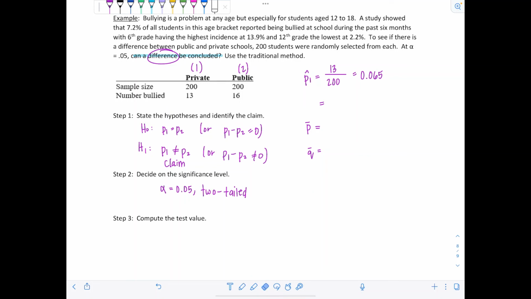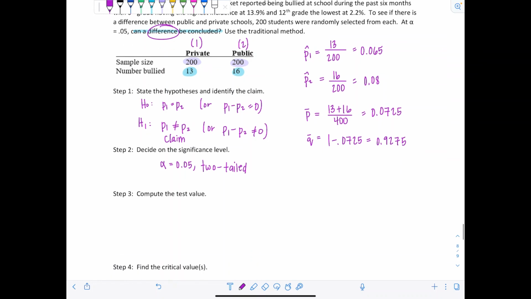You know what? I don't need Q1 hat. I just need P2 hat. So that would be, for public schools, the proportion of students bullied, 16 over 200. And that's going to be 0.08. And then to get P bar, what you do is you add up the x's for each of those samples, so 13 plus 16. And then you divide by the total sample size of both, so 200 plus 200. In this case, they were equal. They're not always equal. So divided by 400, and this gives me 0.0725. And then Q bar is just 1 minus P bar. So this is 0.9275. All right.